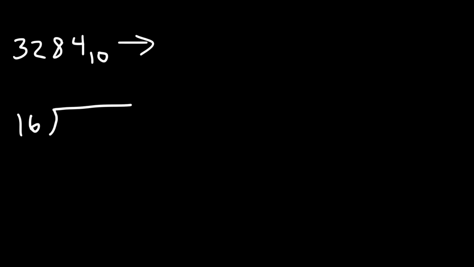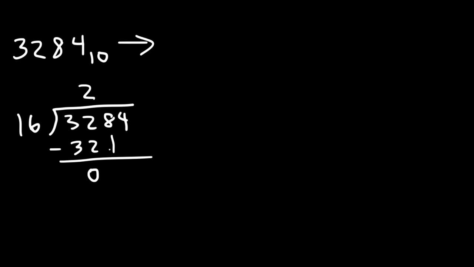Now let's try an example without a calculator. Let's use a bigger number, 3284. So convert this decimal number into a hexadecimal number. If we're going to do this without a calculator, we need to do long division. How many times does 16 go into 32? 16 goes into 32 2 times. 16 times 2 is 32. So we get a remainder of 0, and so we need to bring down the 8.